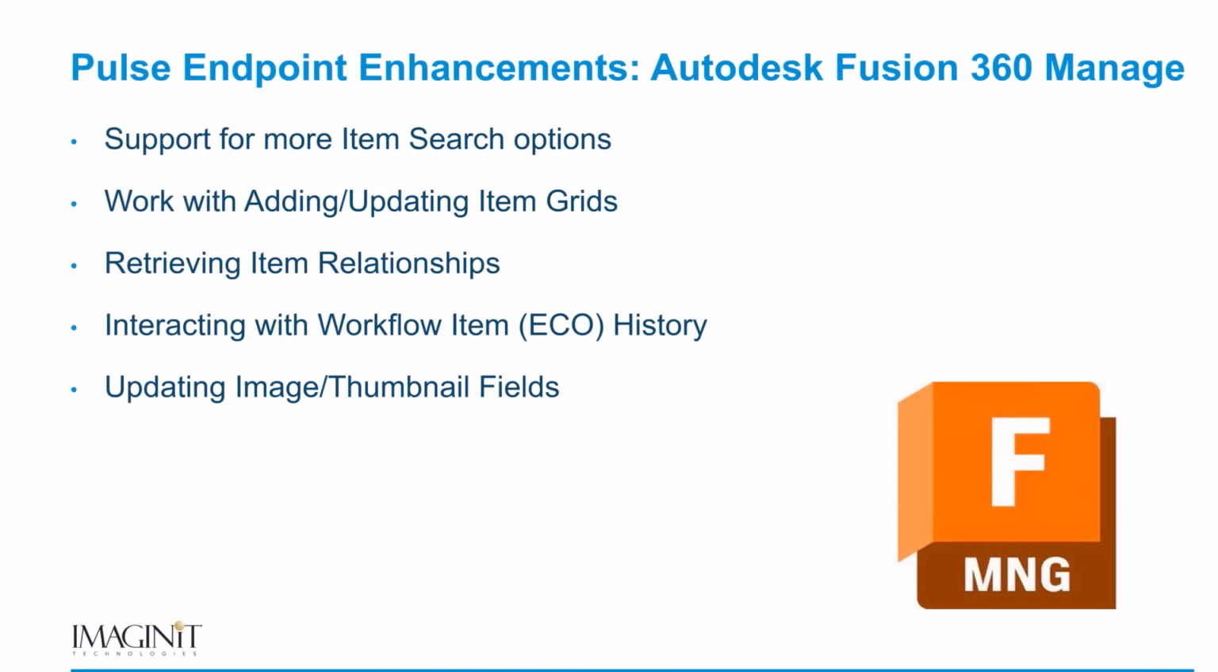We've traditionally done search based on simple parameters, but there's a bigger and broader item search mechanism within the Fusion API that we now support. We've been working with adding and updating of item grid parameters, and we'll see a little bit of that today. Retrieving item relationships, so being able to jump between either a workflow item like a change order and what items it affects, or from an item to whether there are change orders that are attached to that item.